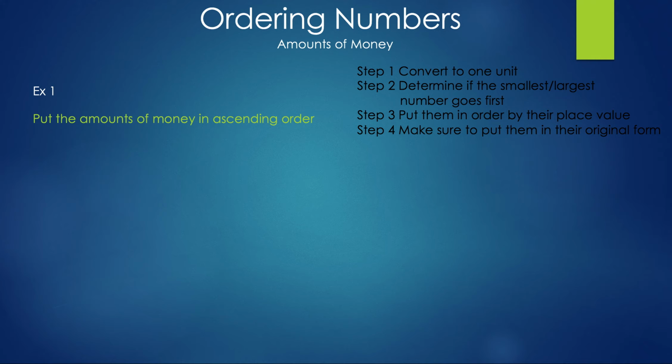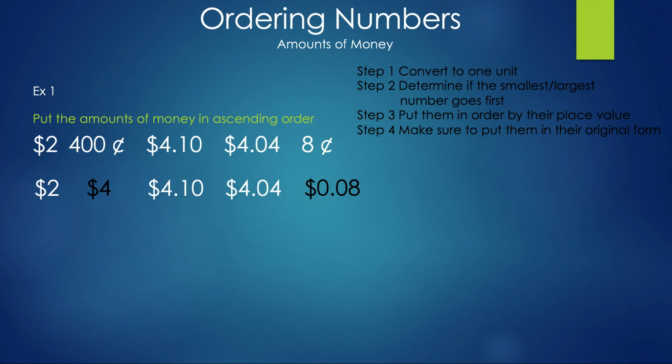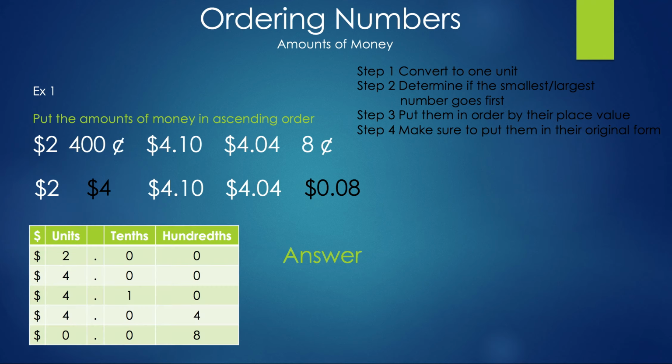Example 1, put the amounts of money in ascending order. So we have these 5 numbers. Okay, we need to do step 1 first by putting them all in the same unit. Since there are $3, I'm going to switch it to dollars. You can switch it to cents if you find cents easier than dollars. So let's go ahead and do the first step. So as you can see, 400 cents is $4. 8 cents is $0.08. So now I'm going to show you a table.